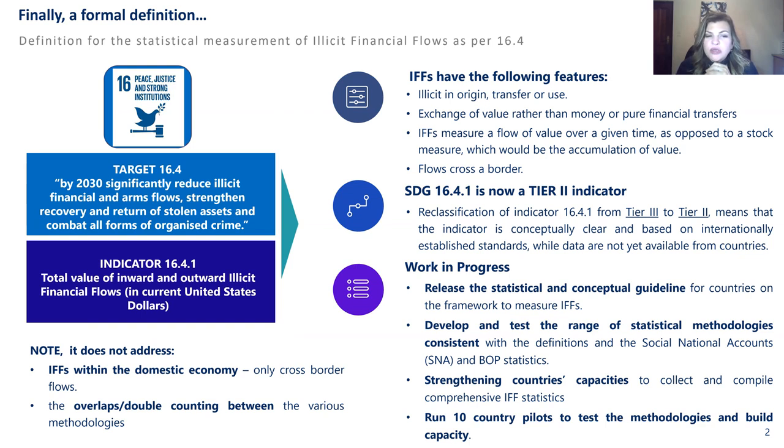So indicator 16.4.1 basically measures the total value of inward and outward illicit financial flows in current US dollars. As a result of the very rigorous work that has been done by the International Statistical Task Force on Illicit Financial Flows, this indicator has been reclassified from a Tier 3 to a Tier 2 type indicator, meaning that the indicator is conceptually clear and based on internationally established standards, while the data is not yet available from the various countries.